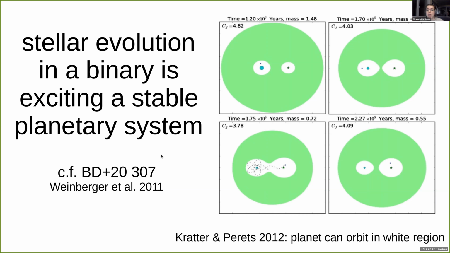The plot that I'm showing you here is from a theoretical paper by Caitlin Cratter, which was looking at the orbits of planets in binary systems as the primary star evolves off the main sequence. The white region shows the region that's stable for the planet to orbit in. And you can see that as the star evolves and the primary star loses mass, the orbit becomes chaotic, and then the planet can perhaps even transfer into orbit around the other star in the binary.